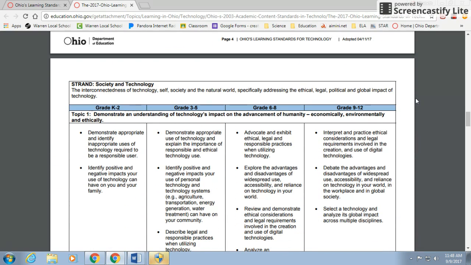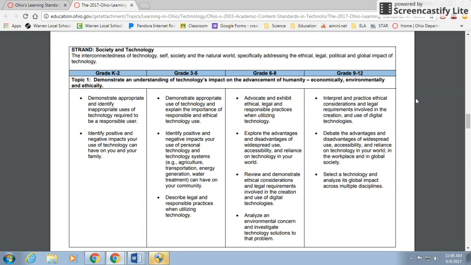The second standard is about society and technology. And with this, topic 1 says the understanding of technology's impact on basically the humanity, so everything around us. And for students, they need to understand that technology has played a major role in their lives.